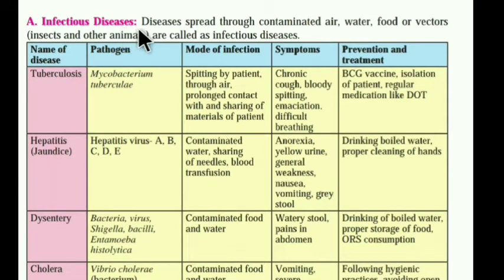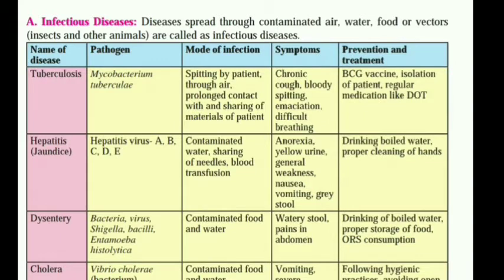Diseases that are spread through contaminated air, water, food, and vectors like insects and other animals are called infectious diseases. So these diseases are spread through contaminated means: contaminated air, water and food.